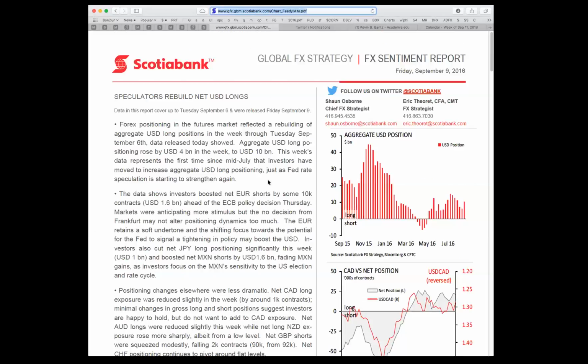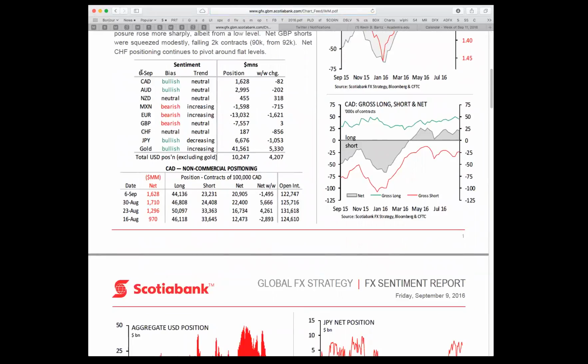What I was looking for here was the commitment of traders, where we have sentiment. For the euro, the bias is bearish and the trend is increasing. So people are adding to their short position, which is probably why the price is going up. Their position is 13,000 net contracts and they added 1,600 short, so that's probably why they're getting slapped. Here's gold. They're bullish and it's increasing. They increased 5,000 contracts, a little on the long side, which means that gold is probably going to come down. Mexican, it's bearish, increasing.